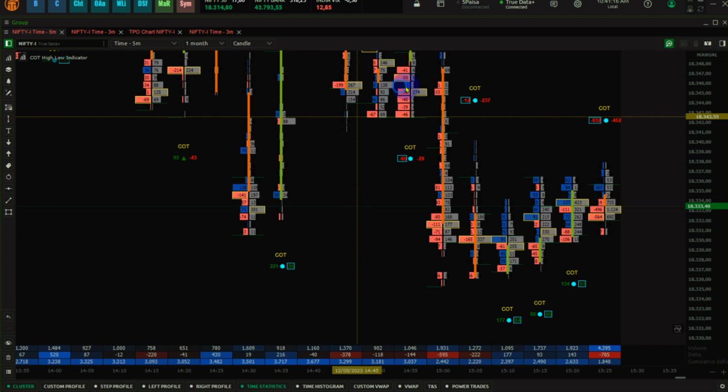Moving ahead, this is a footprint chart that I've set up, and I've discussed how to set it up in my previous videos. What I have done here is, on the right side I have volume and on the left side I have delta. Okay, this is a 5-minute chart that we have here.